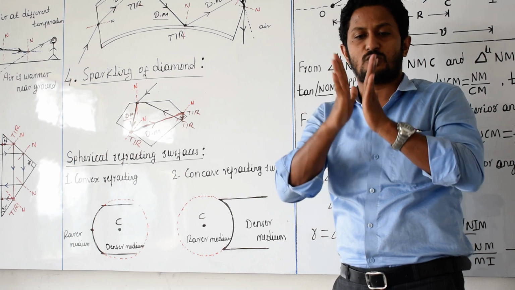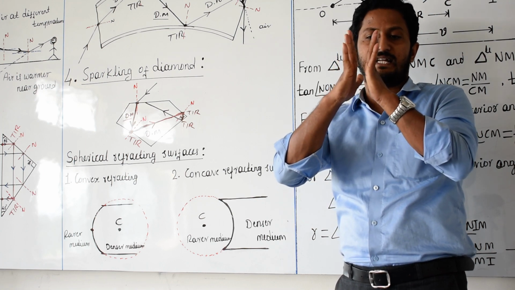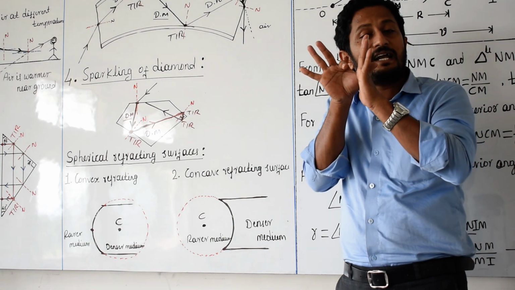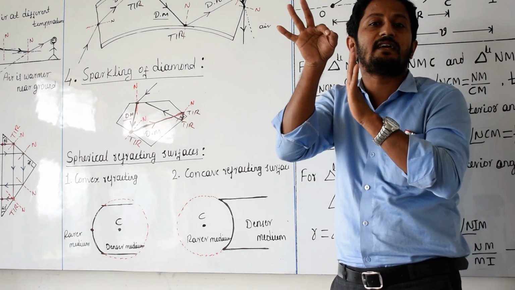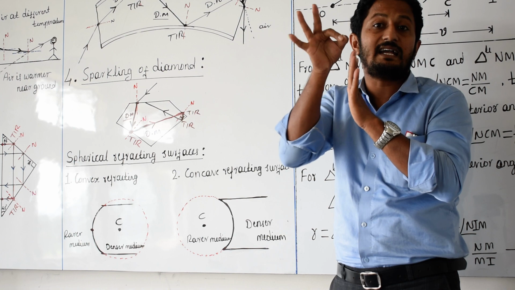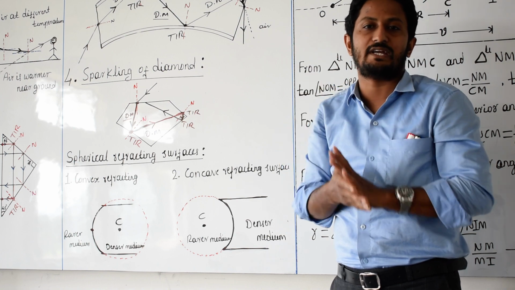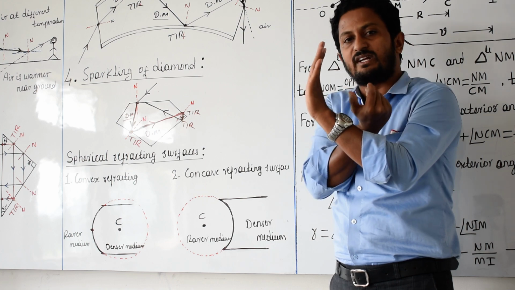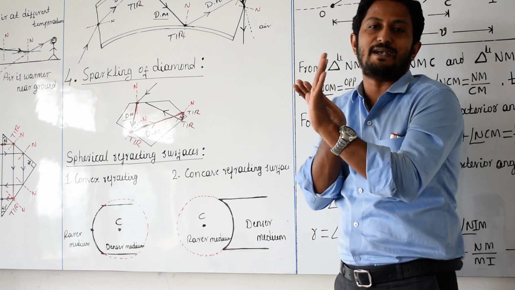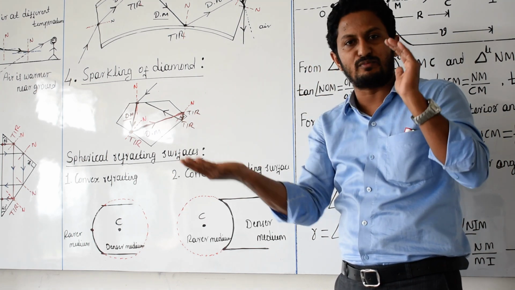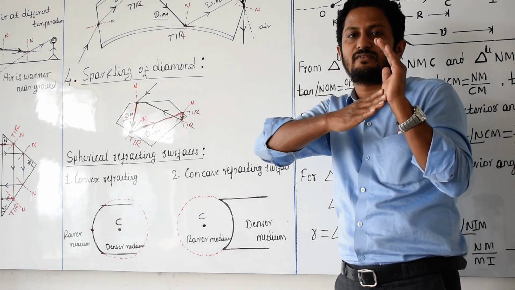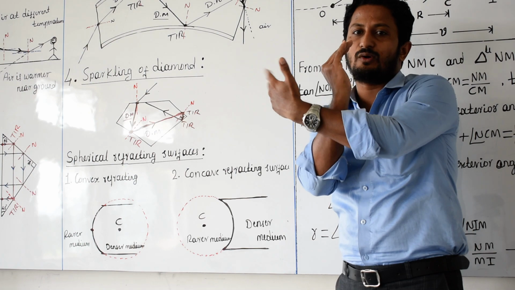Concave means what? Like this: thin at the middle, thick at the edge. Thick at the edge is called concave. Concave means it looks like this side; if you view from this side, it is an inward bend. If you view from that side, it is an inward bend. This is concave, and that side is convex.